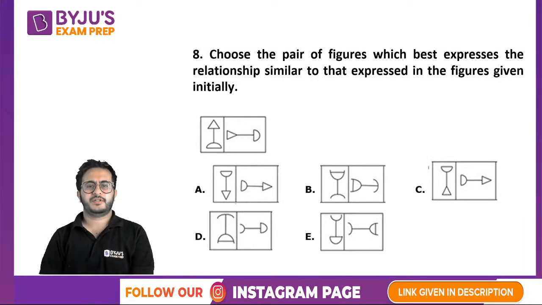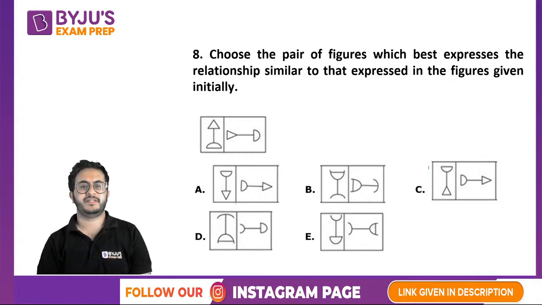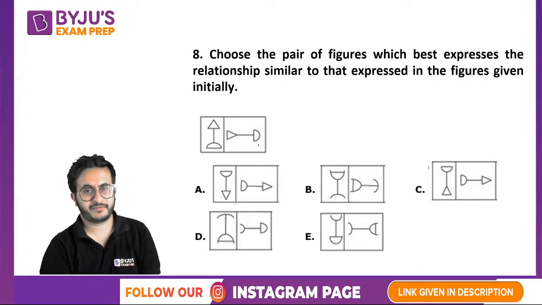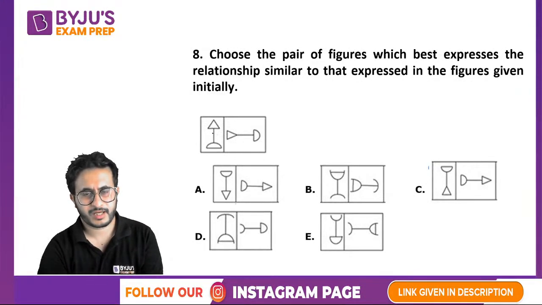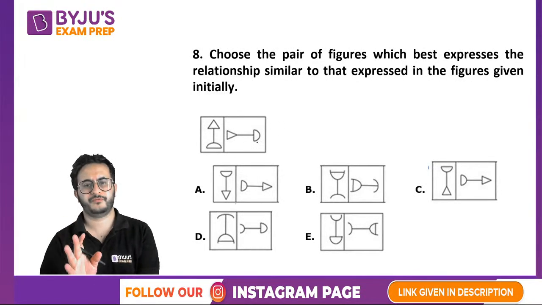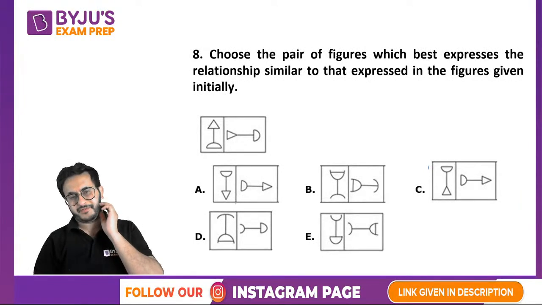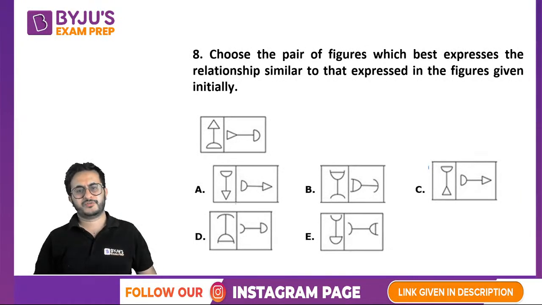So choose the pair of figures which expresses the similar relation as given in this pair. So we are given an image which has two figures and they have some relation, right? Either by rotation, generally it is rotation and shifting of elements. Which of these figures has the same relation?